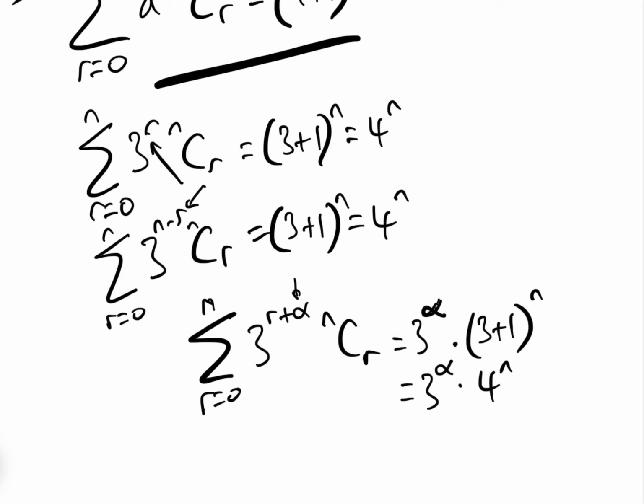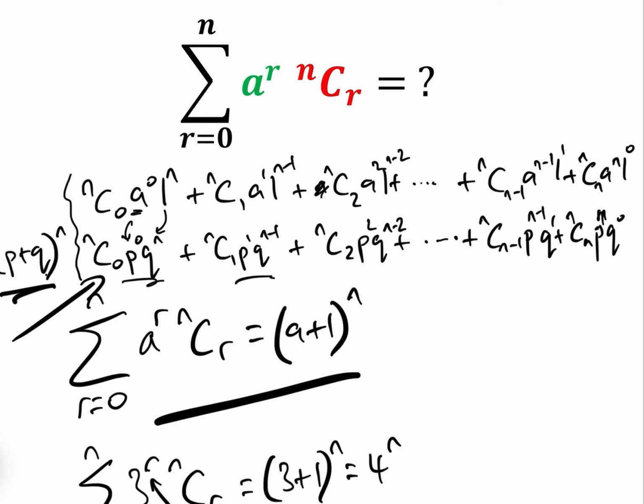So if, for example, alpha was 2, then we would have 3 to the power of r plus 2 times nCr between r equals 0 and n would be 3 squared times that, which would be 3 squared times 4 to the n, which would equal 9 times 4 to the n. This is a very, very powerful little thing to remember for exams or maths Olympiads.